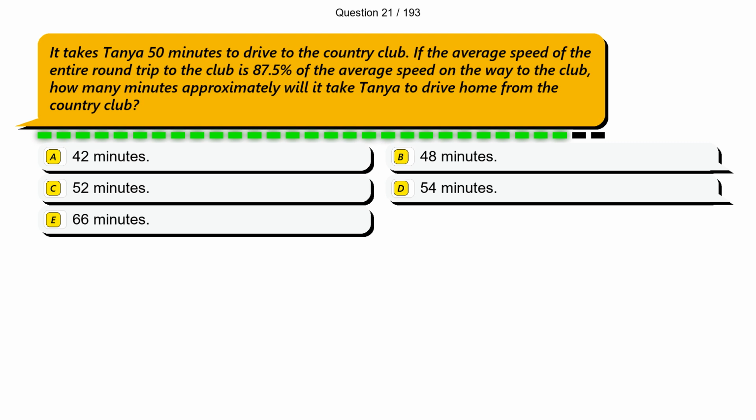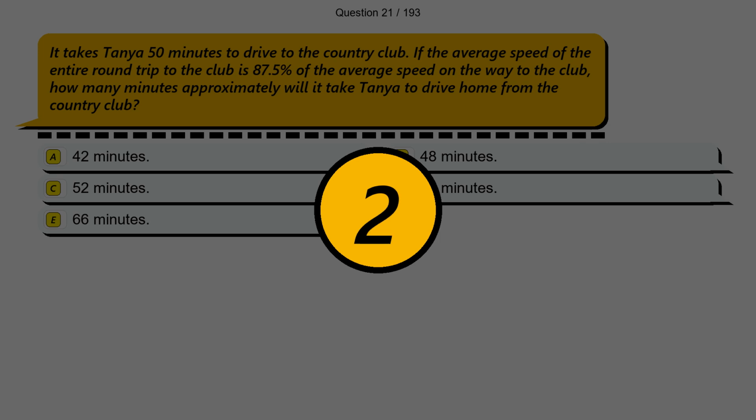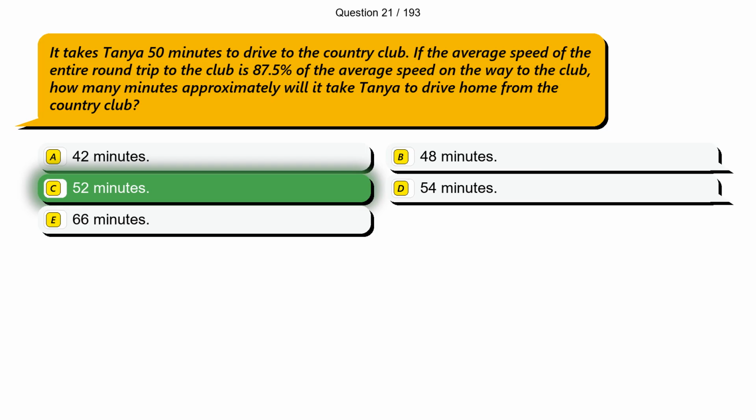Question 21. It takes Tanya 50 minutes to drive to the country club. If the average speed of the entire round trip to the club is 87.5% of the average speed on the way to the club, how many minutes approximately will it take Tanya to drive home from the country club? Option A, 42 minutes. Option B, 48 minutes. Option C, 52 minutes. Option D, 54 minutes. Option E, 66 minutes. The correct answer is option C, 52 minutes.